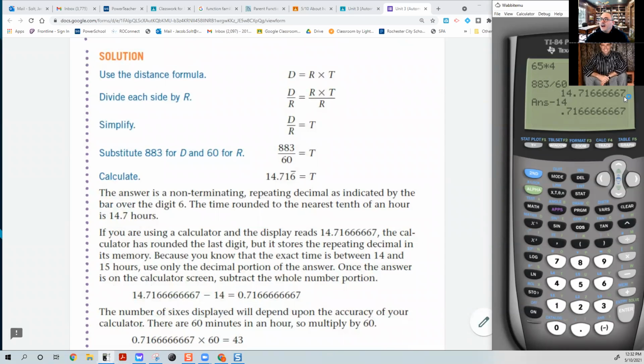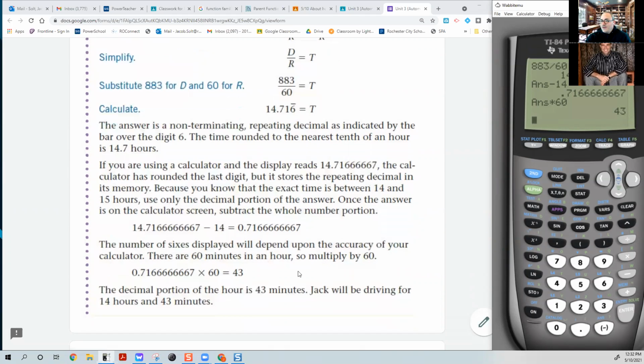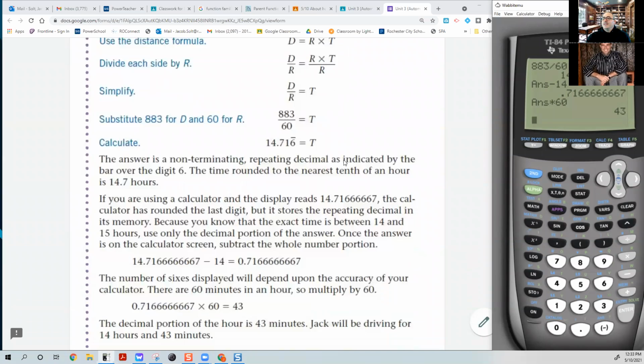Well, this is a fraction of an hour, and there are 60 minutes in an hour. So if I take this number and multiply it by 60, I'll get how many minutes are in that fraction of an hour. And I can see here, oh, 43 minutes. There'll be 43 minutes in 0.71666 repeating hours. So I know that the travel time for this particular trip is going to be 14 hours and 43 minutes, right? 14 hours and 43 minutes. That'll be how long it takes Jack to drive 883 miles going at about 60 miles an hour. I think that was 60 miles an hour. Yes. Whew. Okay.